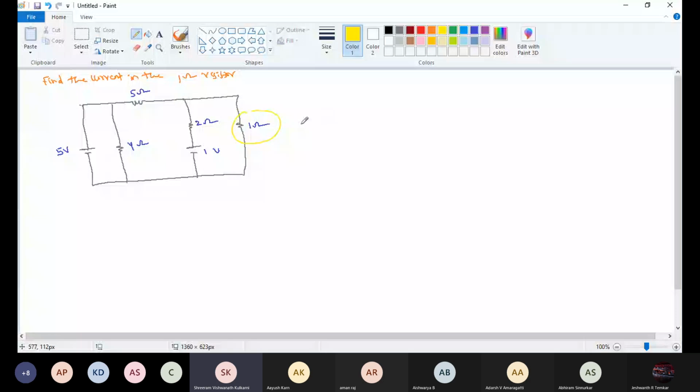Okay, what is the first step? Using Norton's theorem, to find the current we need to short this one. Now I'm going to short this 1 ohm to find the current in it. Okay, now I shorted this.